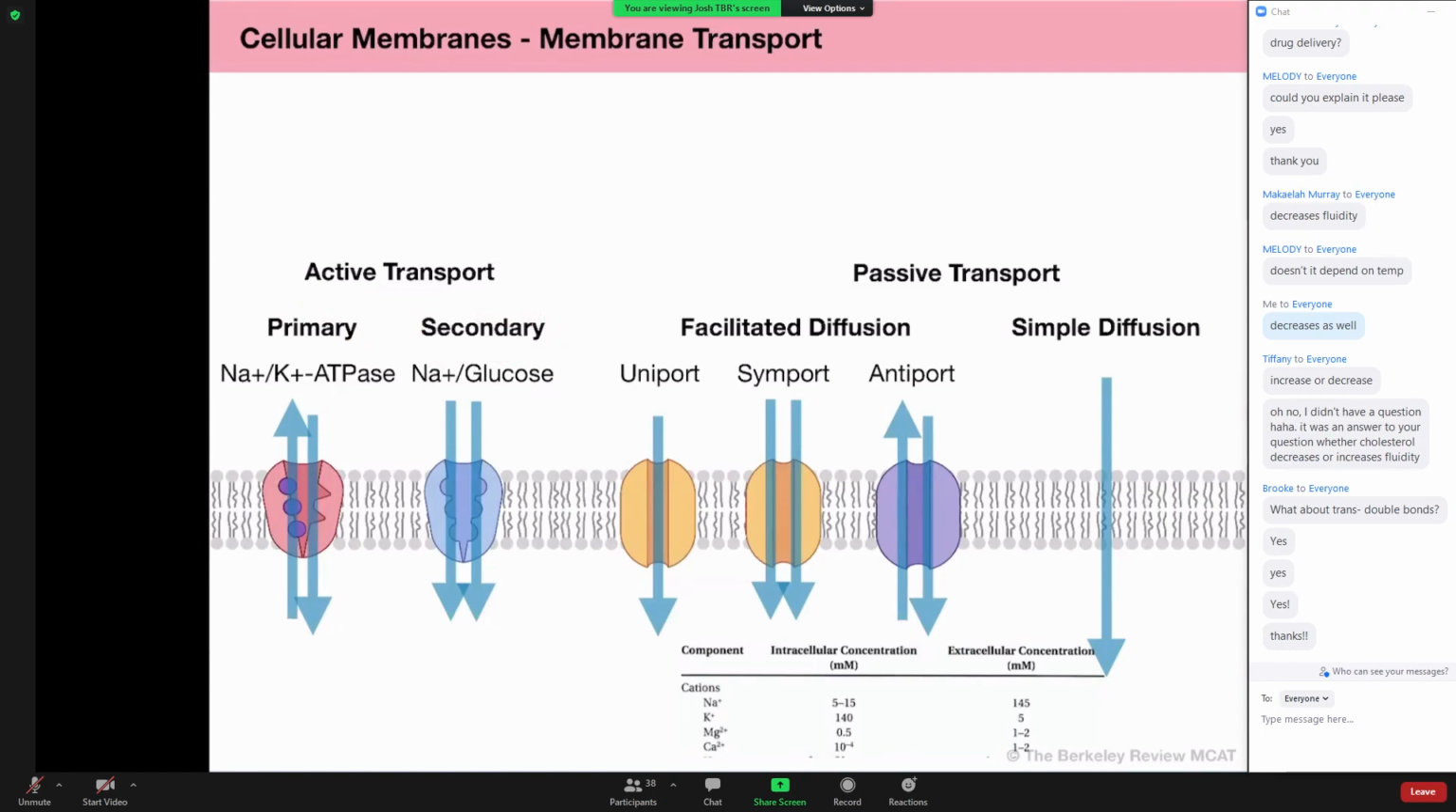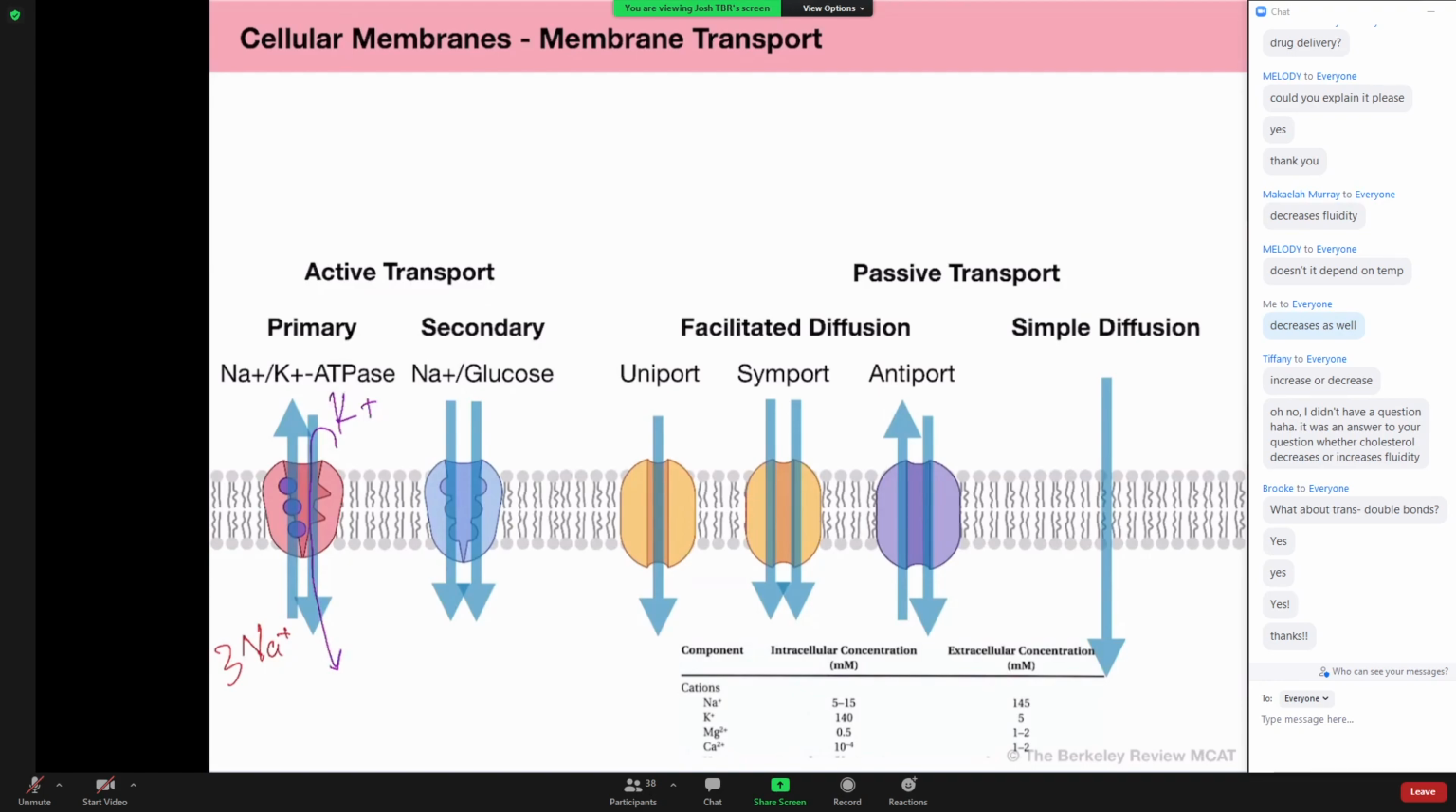The classic example of a primary active transport would be hydrolyzing ATP, ATPase, and the energy gained from that will move 3 sodium molecules out of the cell. At the same time, it'll move 3 potassium molecules into the cell, and it'll burn an ATP doing that. That would be an example of primary active transport.